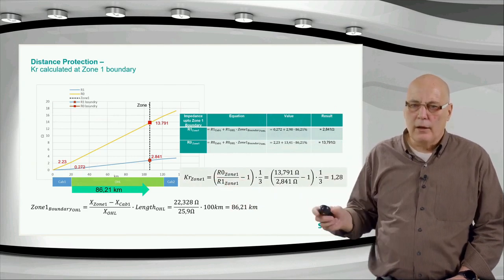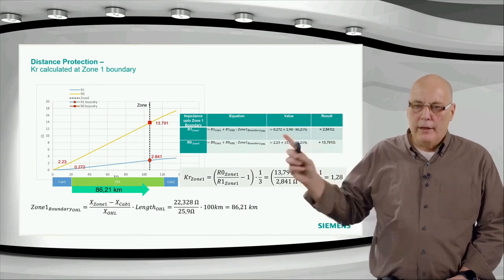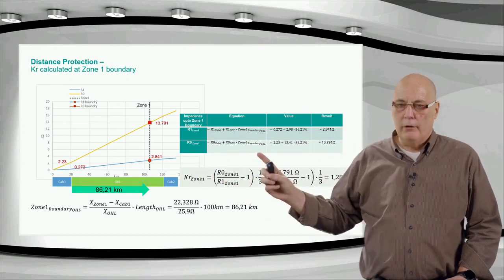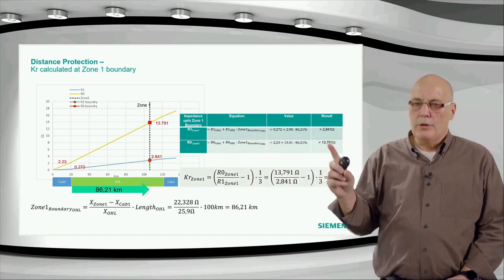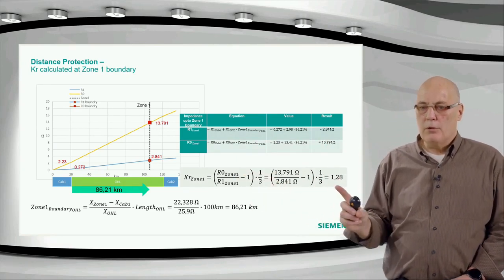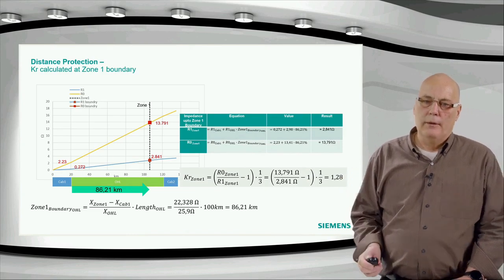And that was done over here for the zone 1. You get these two values here. They are the equations, how to calculate the values. You don't have to read it off graphically. You can calculate with the equation. And you would use these in the equation at the bottom to calculate it. That would be the boundary. So this would be the KR setting applicable to the zone 1 boundary.